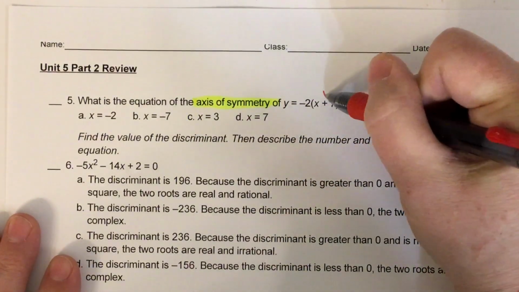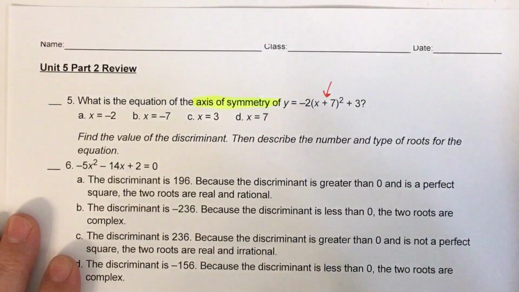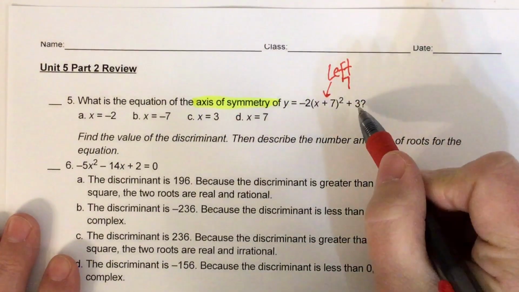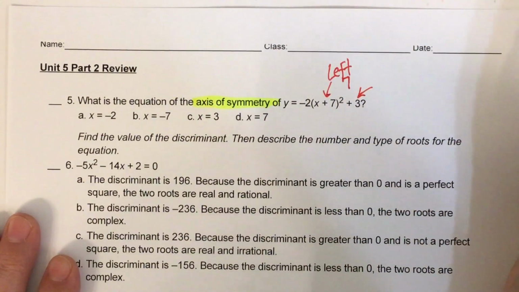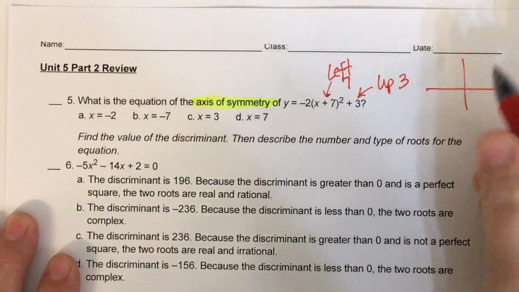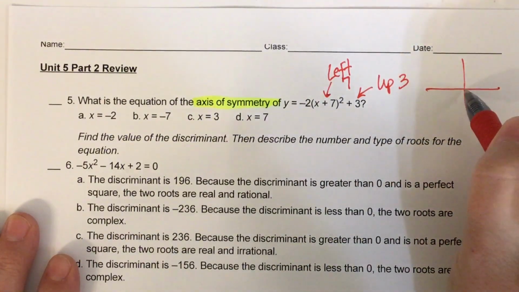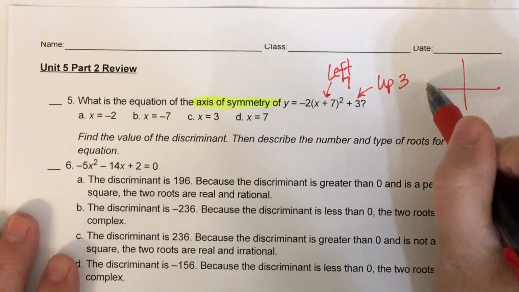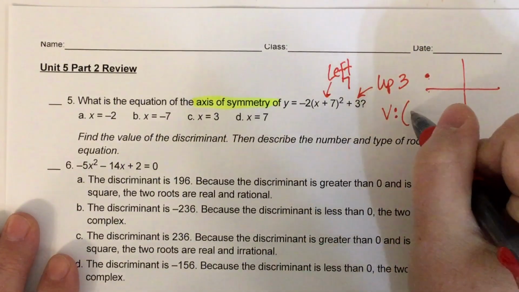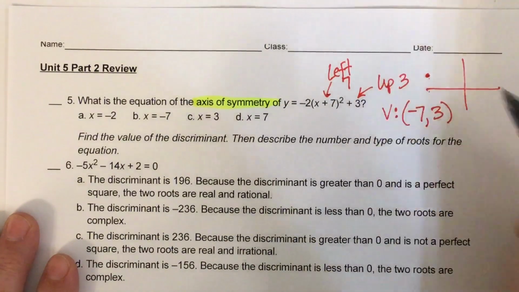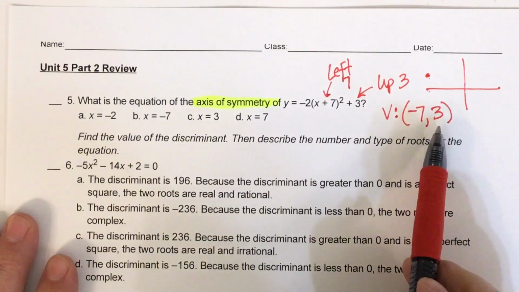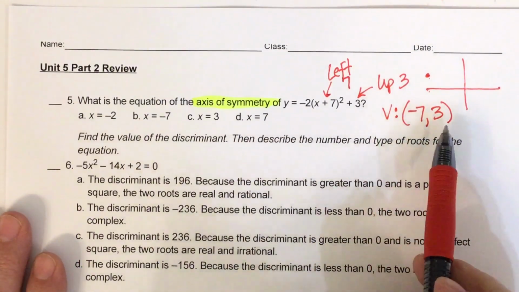So the plus in the parentheses makes it go to the left. So it's going to go left 7. The plus in the back makes it go up. So if you were at 0, 0 and you cruised left 7 and up 3, where would that put you? That would put you at negative 7, 3. If you go left 7, your x is a negative 7, and if you go up 3, your y is a positive 3. So that's our vertex.